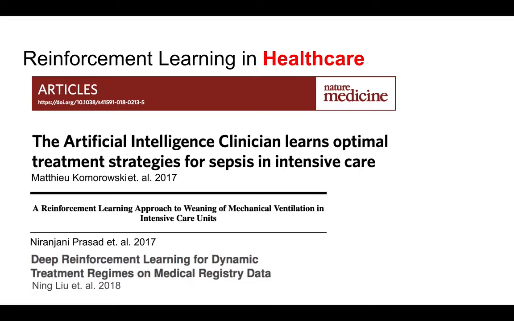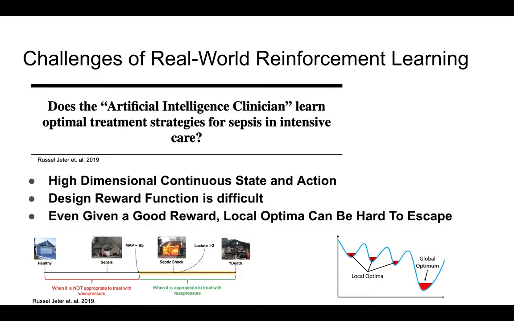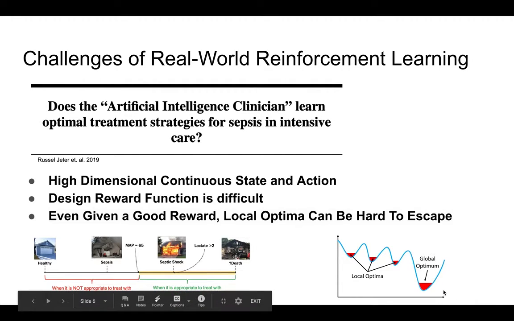Recently, there has been a lot of interesting research on reinforcement learning applications in healthcare. But these RL applications in healthcare face the challenges that other real-world RL applications face. First, it is hard to translate high-dimensional continuous state and action into RL settings. Besides, designing a reward function is difficult. Even given a good reward, we might still be trapped in a local optimum due to the limitations of those RL algorithms.